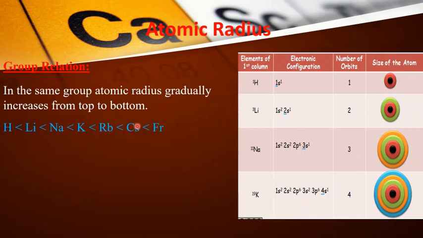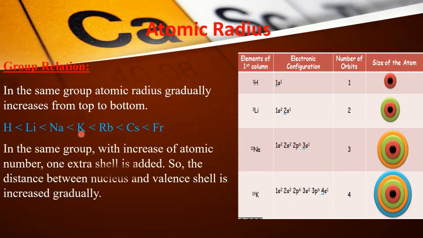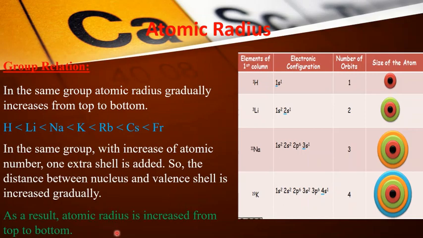Because in the same group, one shell is increased. That means for group 1, or for every group, the same type of change occurs. For group 1, the atomic radius of hydrogen is the least, then lithium, sodium, potassium, rubidium, cesium, and francium has the highest atomic radius. In the same group, with increase of atomic number, one extra shell is added. So the distance between the nucleus and valence shell is increased gradually, resulting in atomic radius increasing from top to bottom.